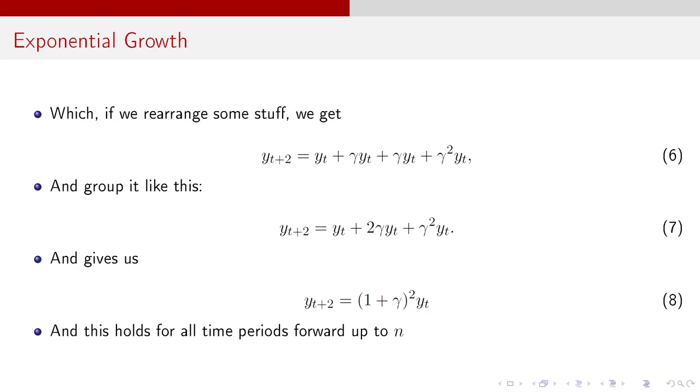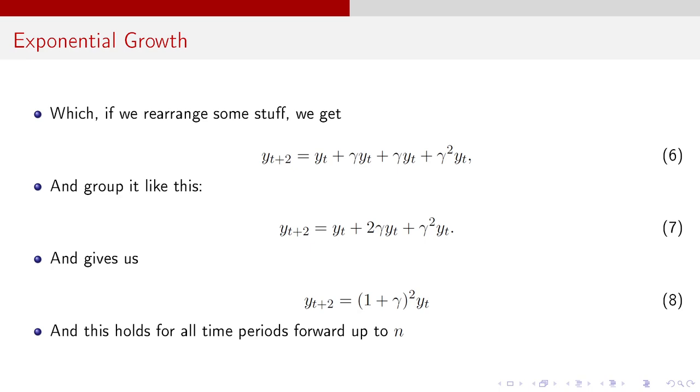So I can rearrange some stuff. YT plus 2 is now in terms of YT rather than YT plus 1. And I got YT plus gamma YT plus gamma YT plus gamma squared YT. And I can group it like you see in equation 7. YT plus 2 equals YT plus 2 gamma YT plus gamma squared YT. And then that gives me YT plus 2 equals 1 plus gamma squared times YT.